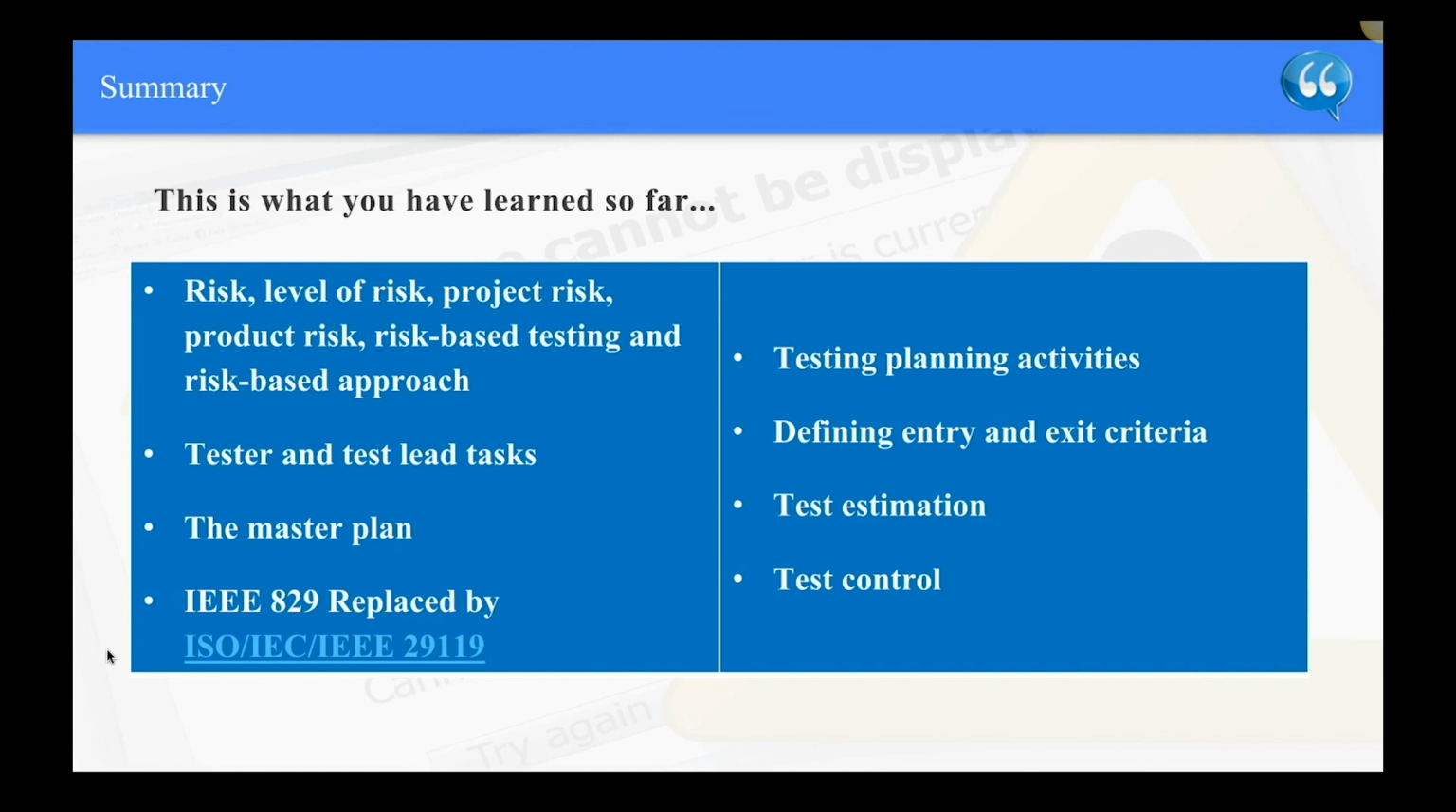Testers and the test lead, what they do, what their tasks are, the master plan, and we talked about all the other plans as well and the definitions. We talked mainly about IEEE 829, and I already mentioned that there's a new standard, 29119. But once you learn 829, it is sufficient for you to pass the exam right now. There are no changes yet from the ISTQB around that. The test planning activities: defining entry and exit criteria, test estimation, and test control.